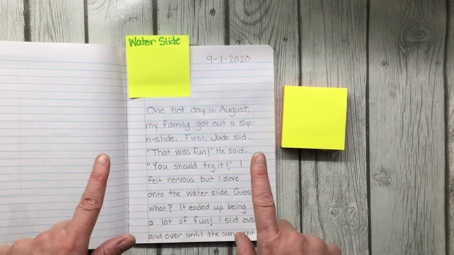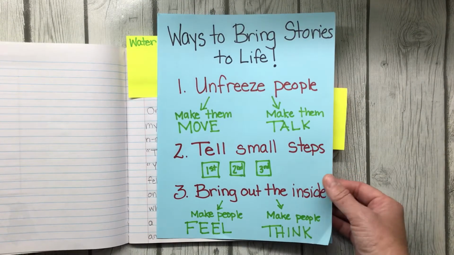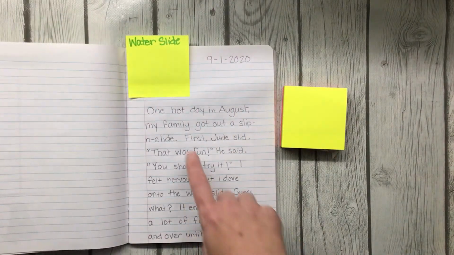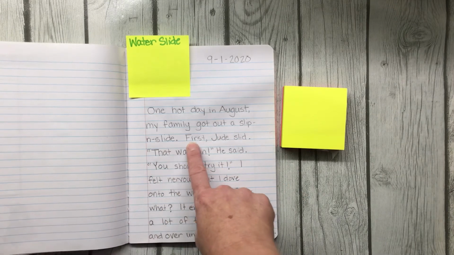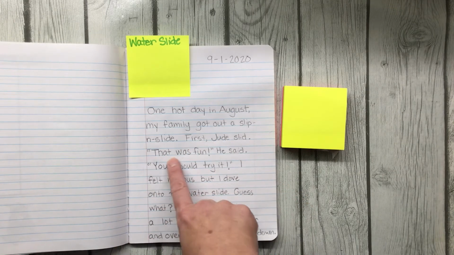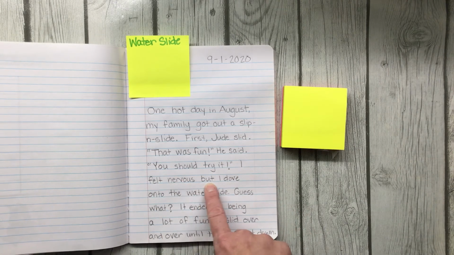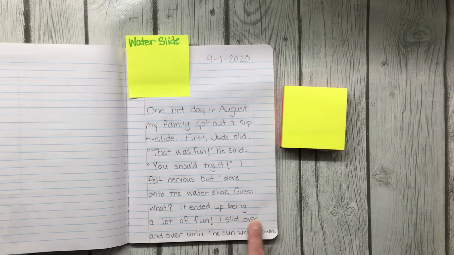Okay, so now we're gonna read it, and we're gonna notice how did I unfreeze people, tell small steps, and bring out the insides by showing feelings and thinking. One hot day in August, my family got out a slip and slide. First, Jude slid. "That was fun," he said. "You should try it." I felt nervous, but I dove onto the water slide. Guess what? It ended up being a lot of fun. I slid over and over until the sun went down.